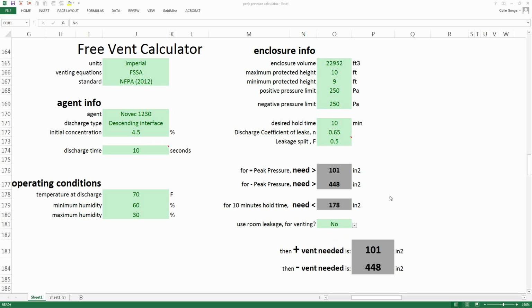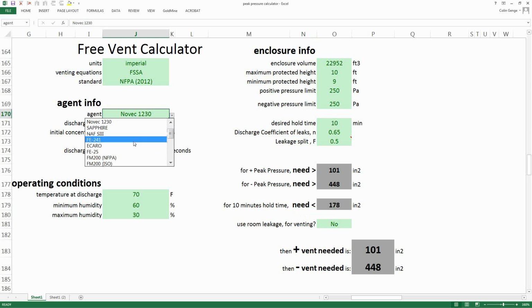Okay. So, this is the free vent calculator. It follows along in a fairly logical progression. I'm going to start on a different tab here, from scratch. I'm going to start on imperial units, and we can change those. I'm going to use the FSSA equations to NFPA 12, the 2012 version. And let's just start with an inert, because they're a little easier to understand. Let's go with Argonite.